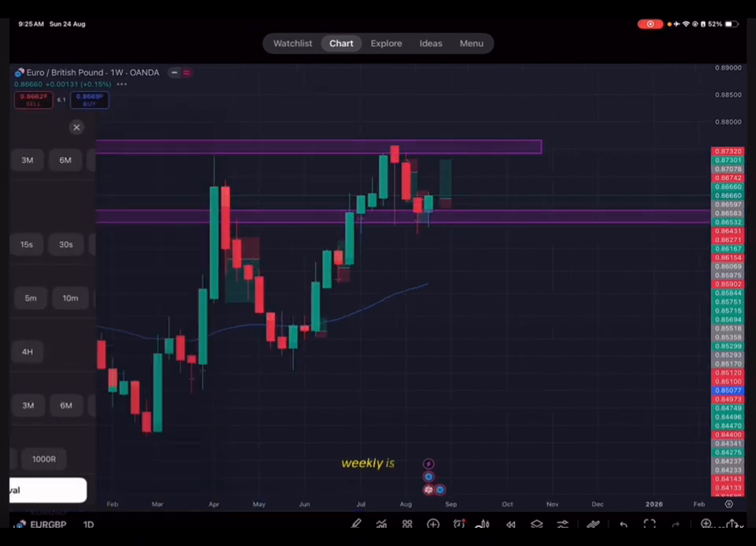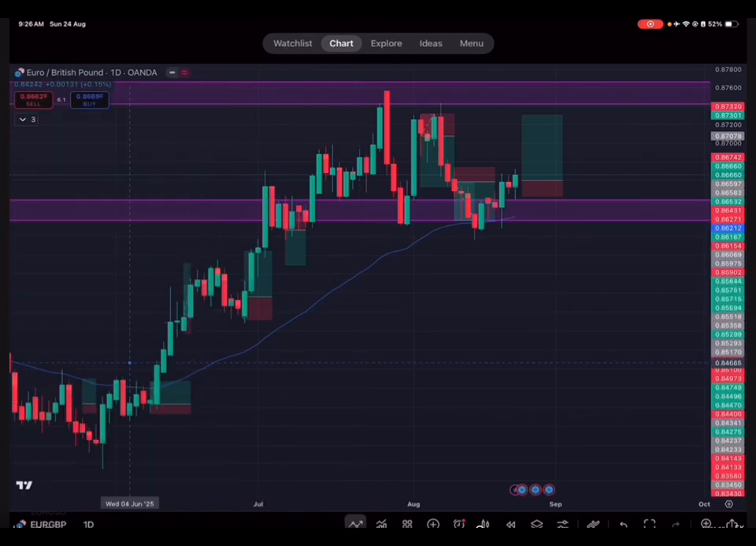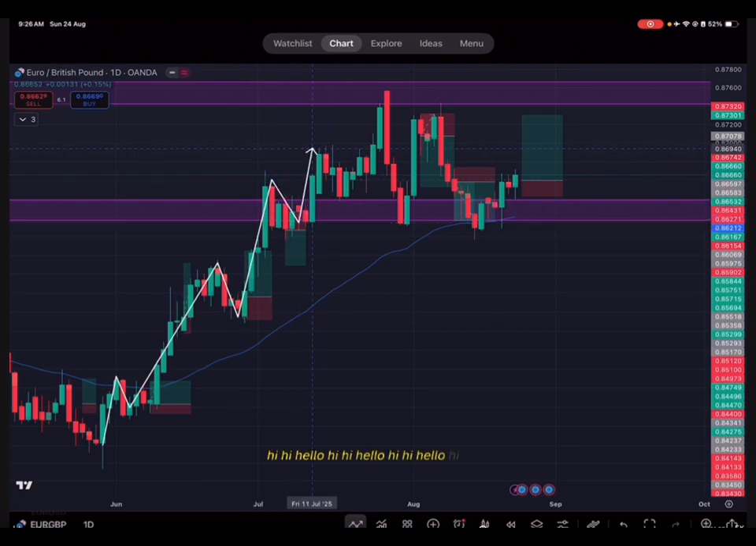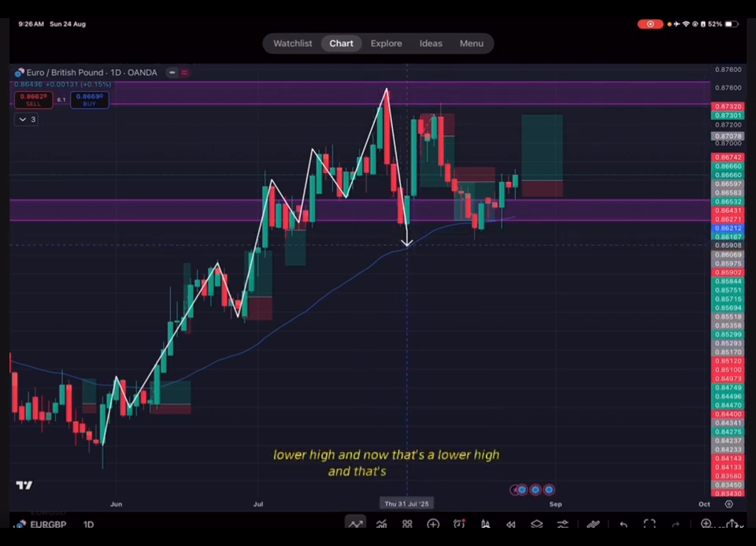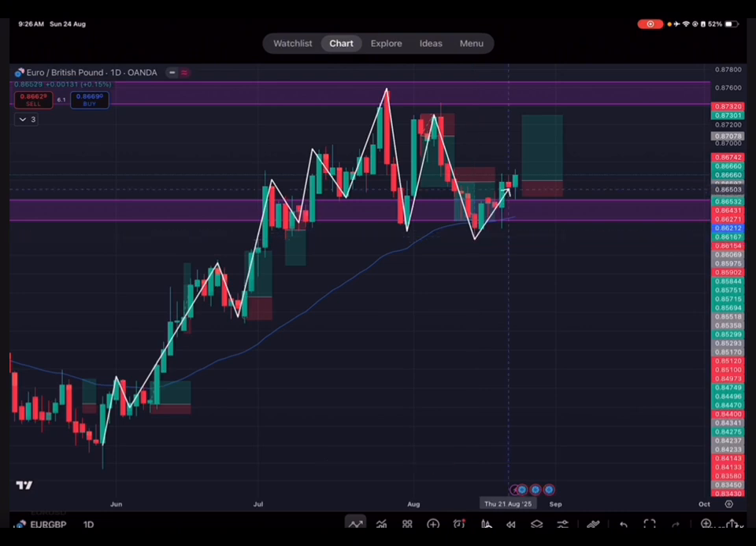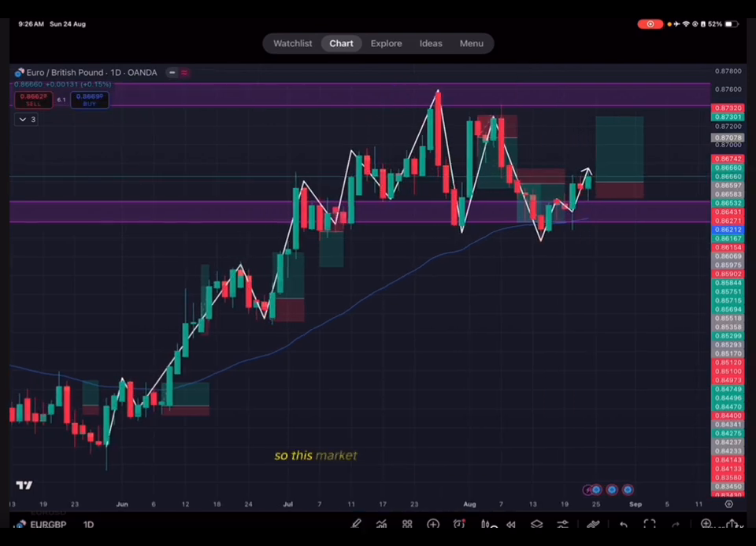Weekly is bullish. High, high, high, low, high, high, high, low, high, high, high, low, high, high, high, low, high, high, shift bearish, lower high, and now that's a lower high, and that's lower low, lower high, lower low, and yeah, that's valid. You're looking at this too, that's valid. Again shifted bullish. So this market is also bullish.